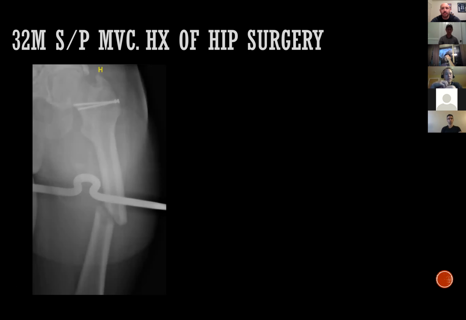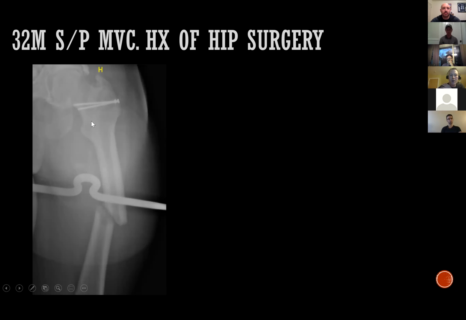So here we have another example. We have a 32-year-old male, status post MVC, and he has a history of some type of a hip surgery. We don't really know what he had done. We can see on his x-rays, he's got some arthritis up here, he's got some bony overgrowth, and he's got these 2 screws in. So again, this is another example.